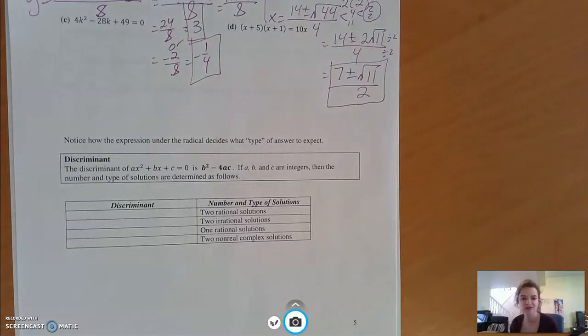Everybody, welcome back to our 11.3 notes. We're going to continue where we left off in example 1, part C. We have 4k squared minus 28k plus 49 equals 0, and we're going to solve for k.